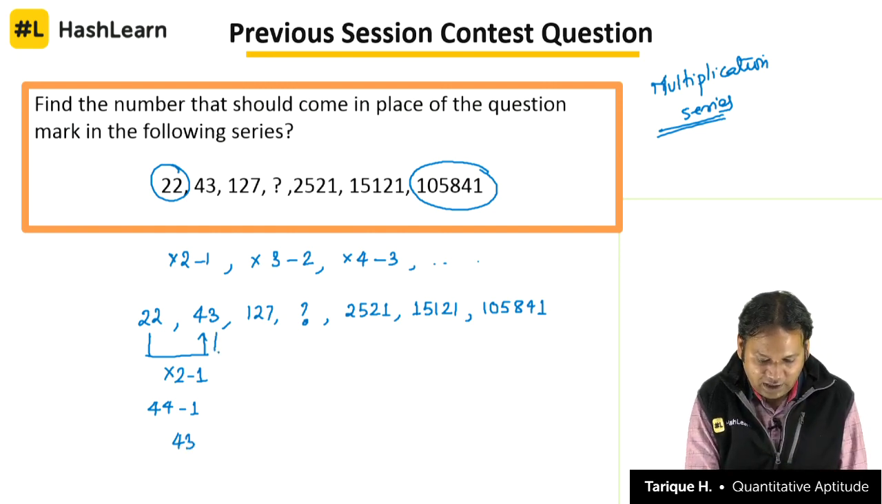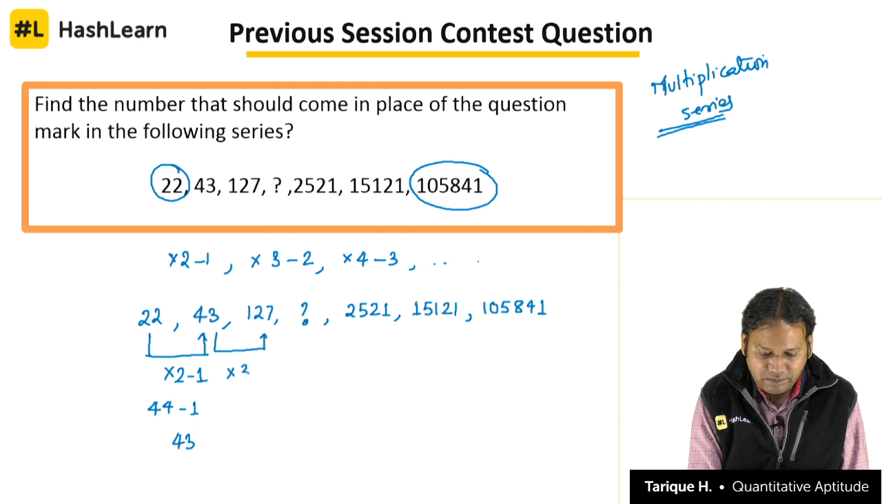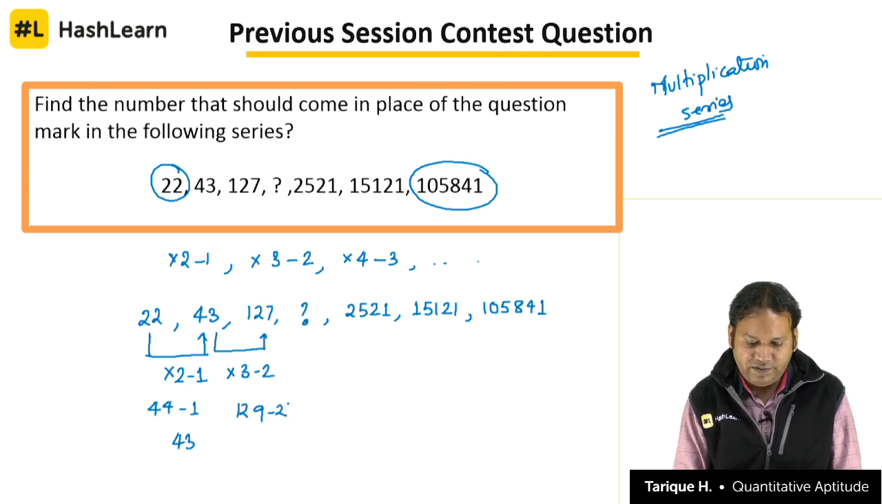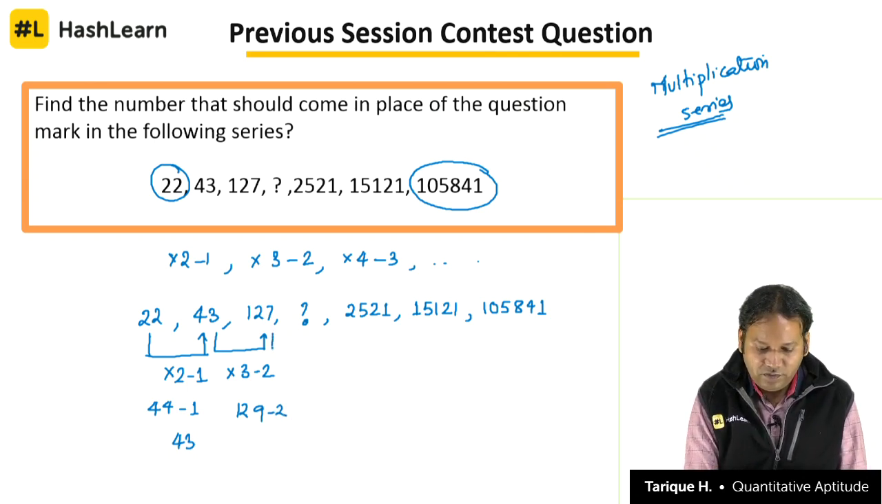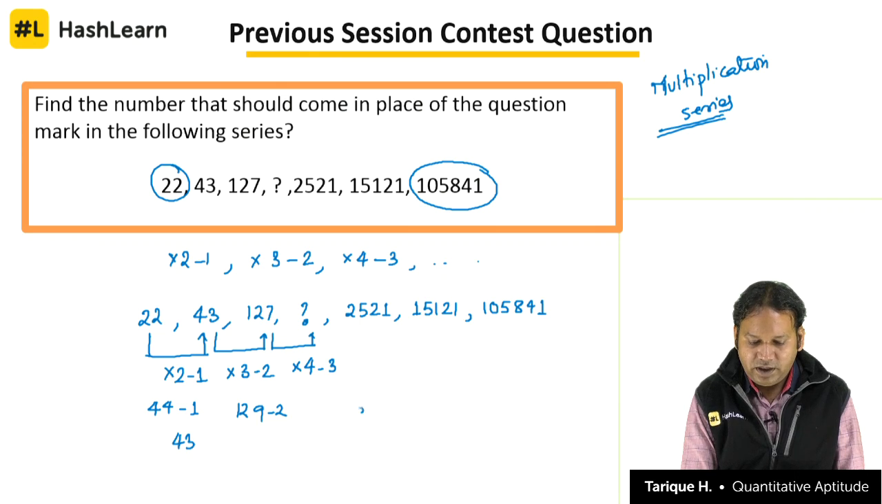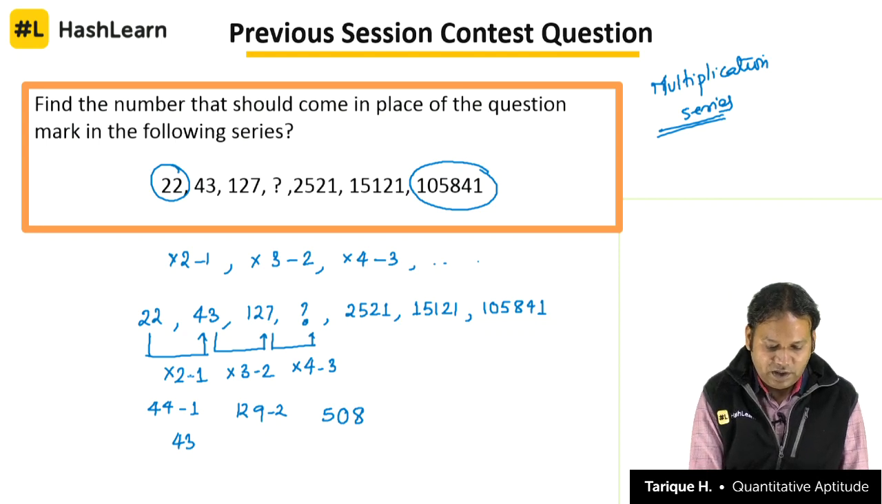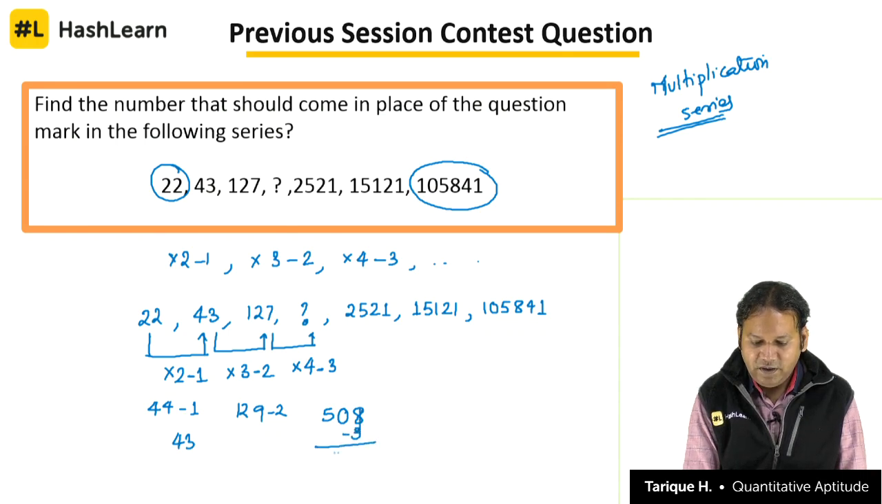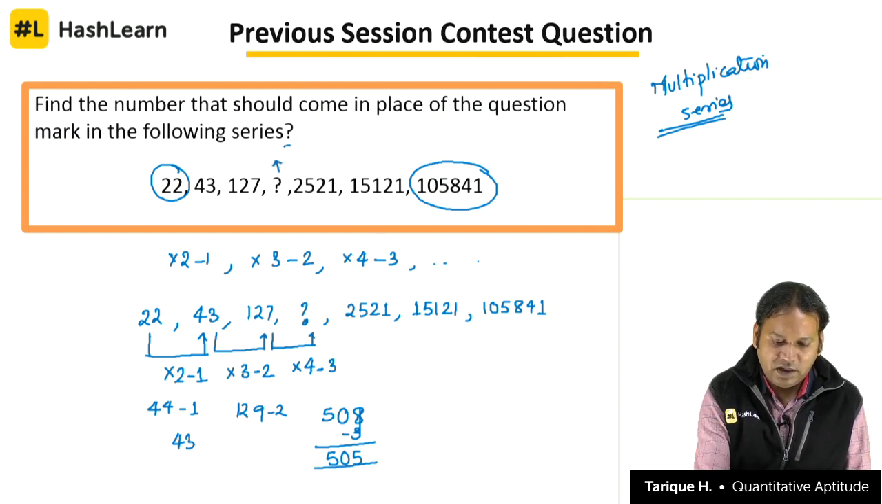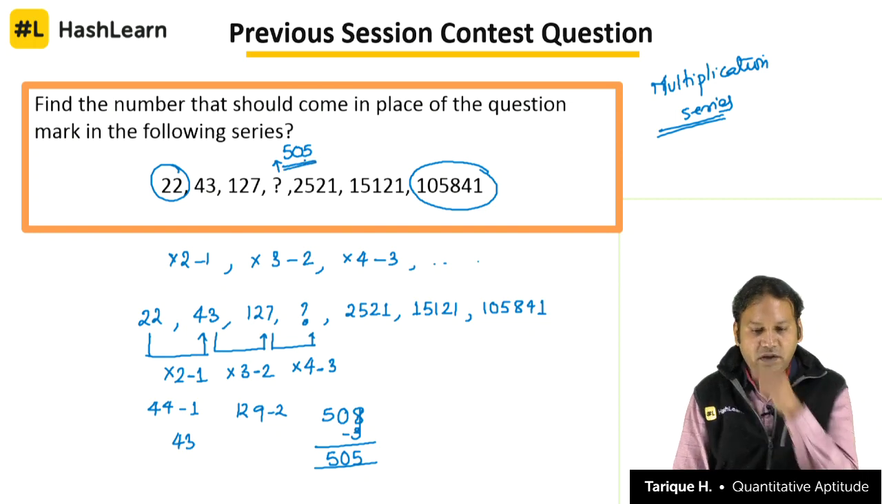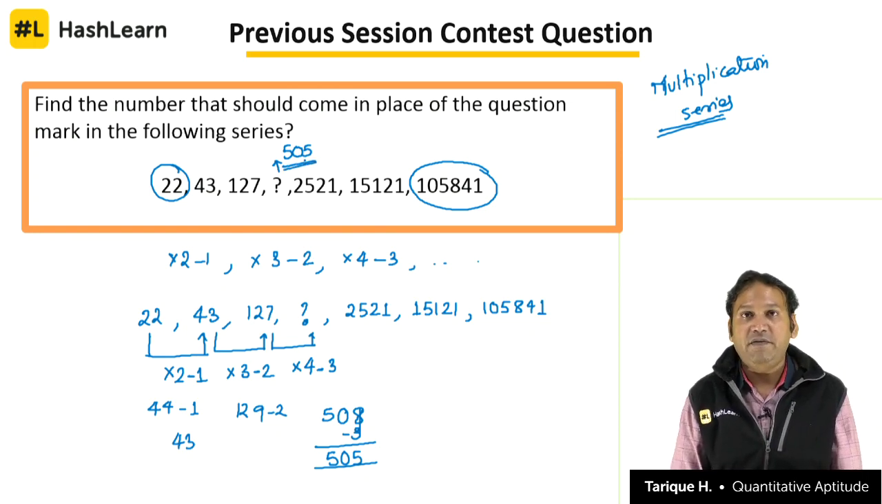If you compare 43 and 127, it is into 3 minus 2. So 43 into 3 is 129 and 129 minus 2 is 127. So going on with the same flow, into 4 minus 3. So 28, 8 plus 2 is 10, 1 in hand, 4 plus 1 is 5, and into 4 minus 3. Next is minus 2, next will be minus 3. So if we do here 508 minus 3, 505. So what number should come in the place of the question mark? The answer is 505. So the answer in this question is 505.